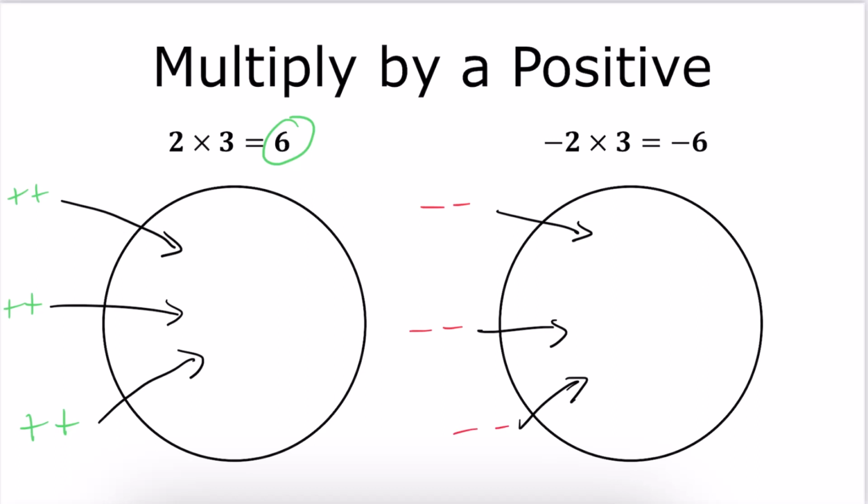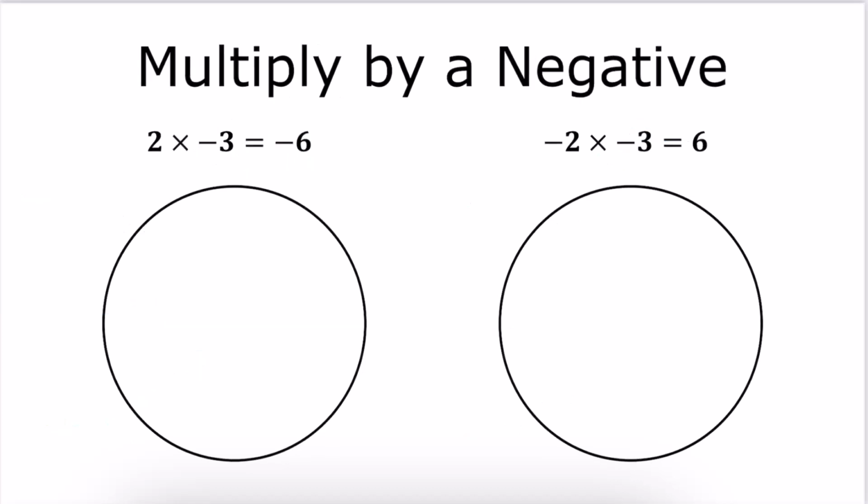And notice in both of these problems, we were multiplying by a +3, which is why I was adding the 3 groups of either positives or negatives. Because it was +3 that I was multiplying by, I was adding groups to my circle. If you multiply by a negative, then we're going to be taking away groups. So in this case, we're going to be taking away 3 groups of 2 positives. And in order to take away the 3 groups of 2 positives, I need to have some positives in my circle to start with.